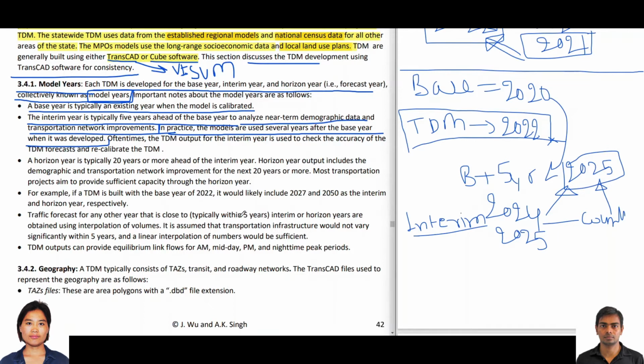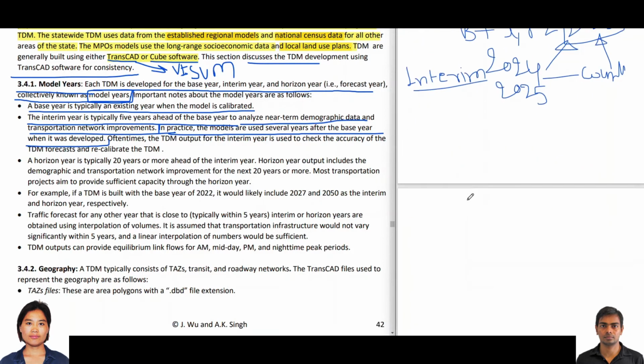So in a lot of projects, even though theoretically we should be comparing it with the base year, by the time the models are developed and by the time models are used, we usually end up going to 5 years ahead, which is the interim year model.